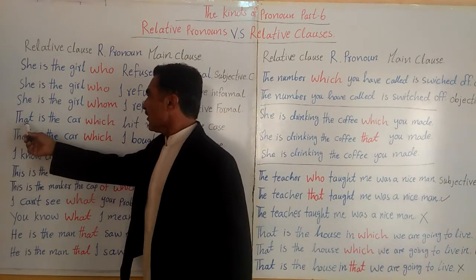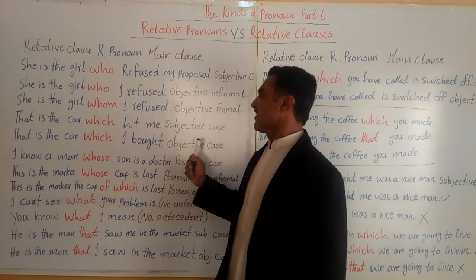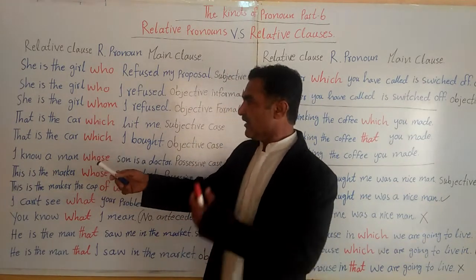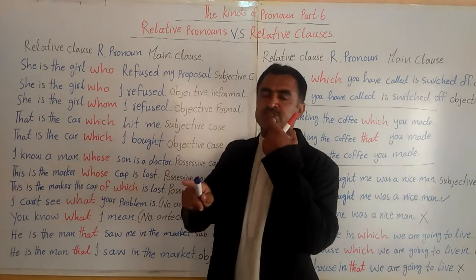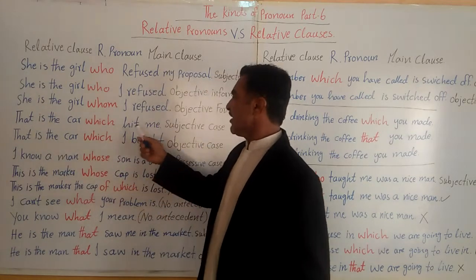Now look at this sentence. This is the car which hit me. Subjective case of which. Which is used in subjective cases and objective cases both. This is the car which hit me.